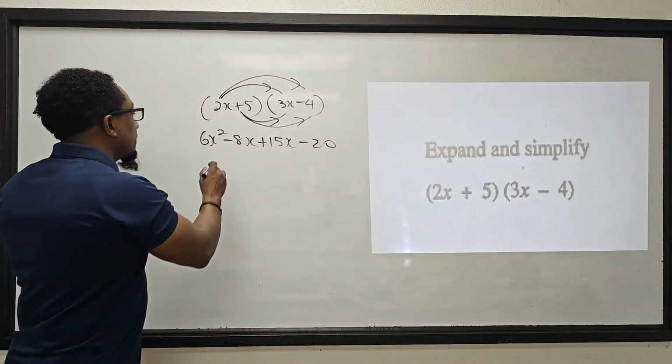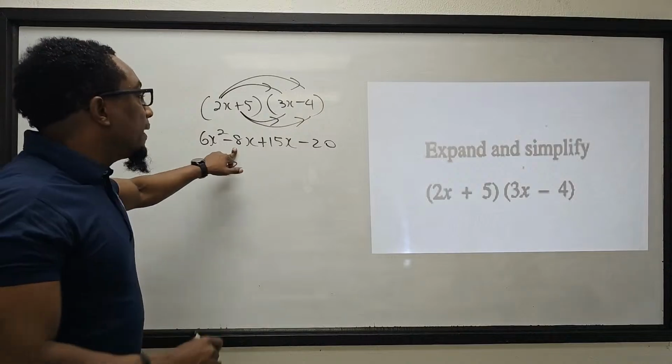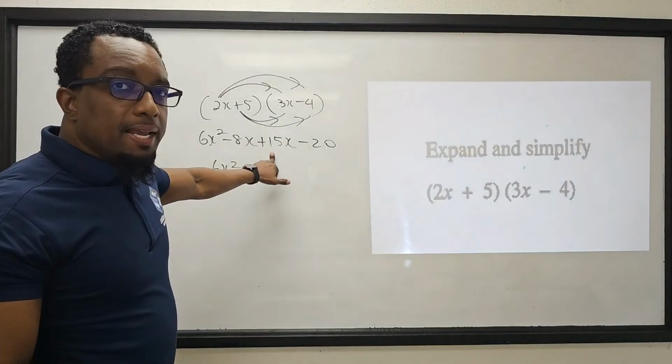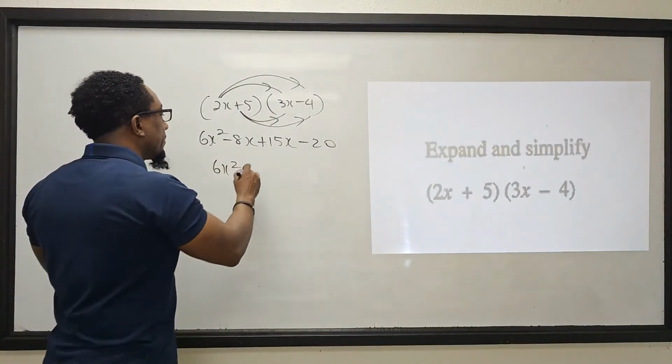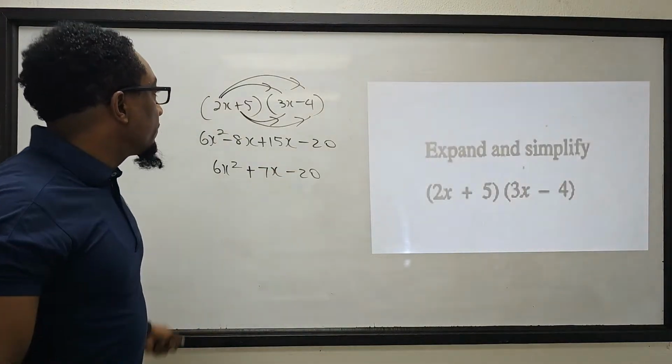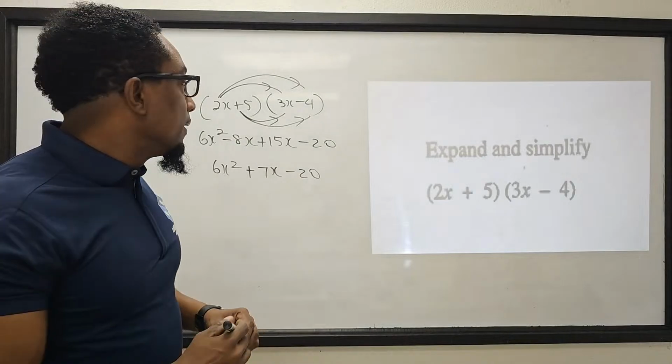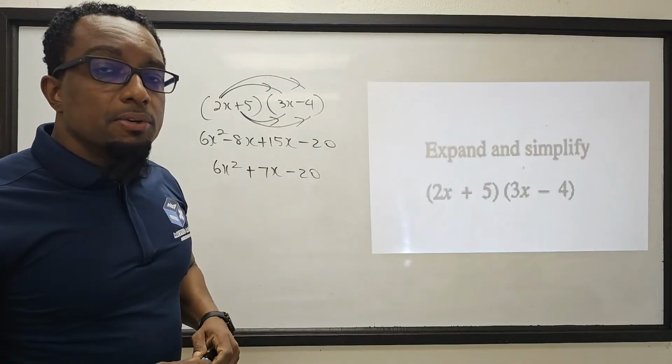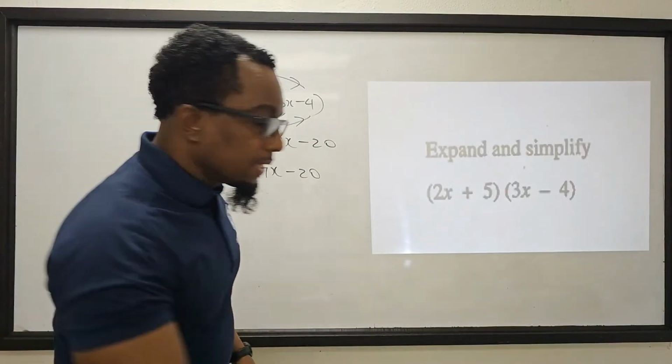So this will become 6x squared. Negative 8x plus 15x will give me positive 7x, minus 20. And of course, nothing else can be done here because all three terms are not like terms. So let's look at another.